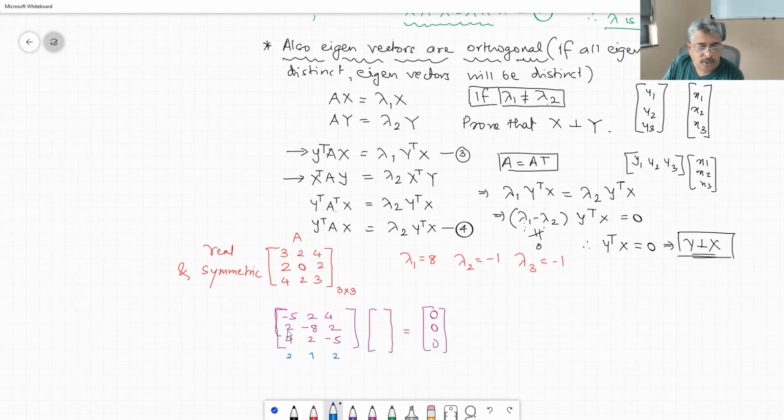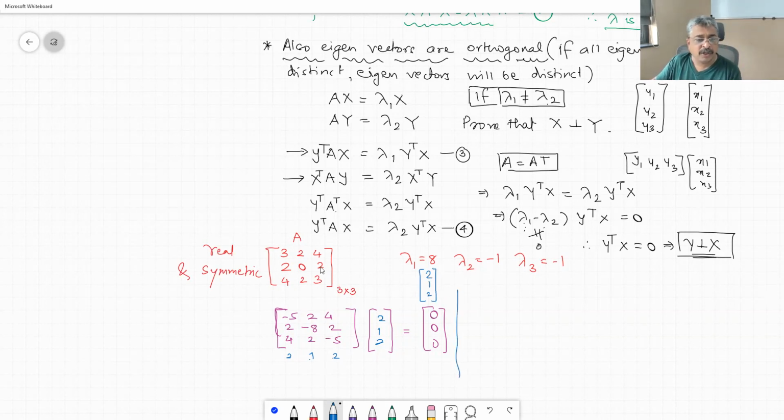Now if I write 2 times 2 is 4, minus 8, 4. So the second is also 0. 8, 2, 10 and minus 10, that is also 0. So 2, 1, 2 is our eigenvector corresponding to 8. Okay, so for lambda 1 is equal to 8, we get 2, 1, 2.